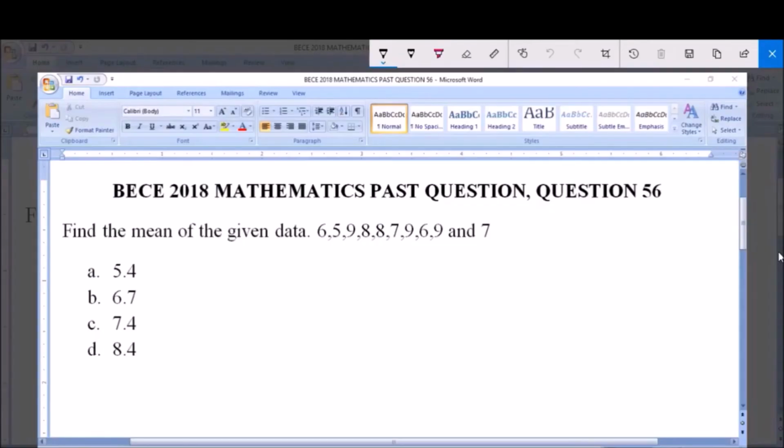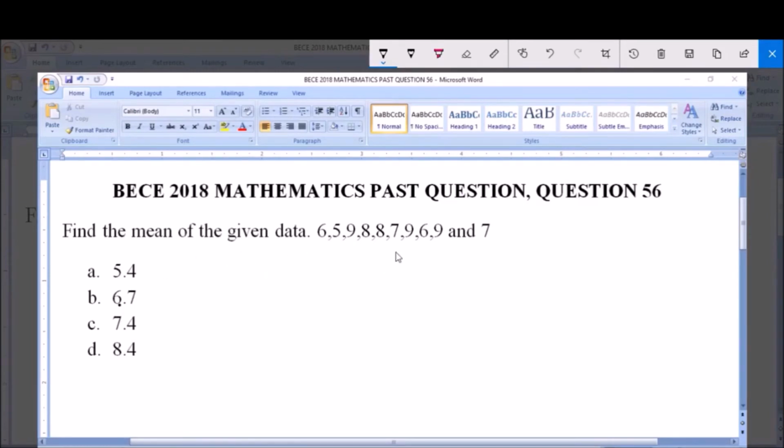Hello, good day and welcome. Today we're going to be dealing with BECE 2018 Mathematics Past Question, question 56. Find the mean of the given data: 6, 5, 9, 8, 8, 7, 9, 6, 9 and 7. A, we have 5.4, B, we have 6.7, C, 7.4 and D, 8.4.